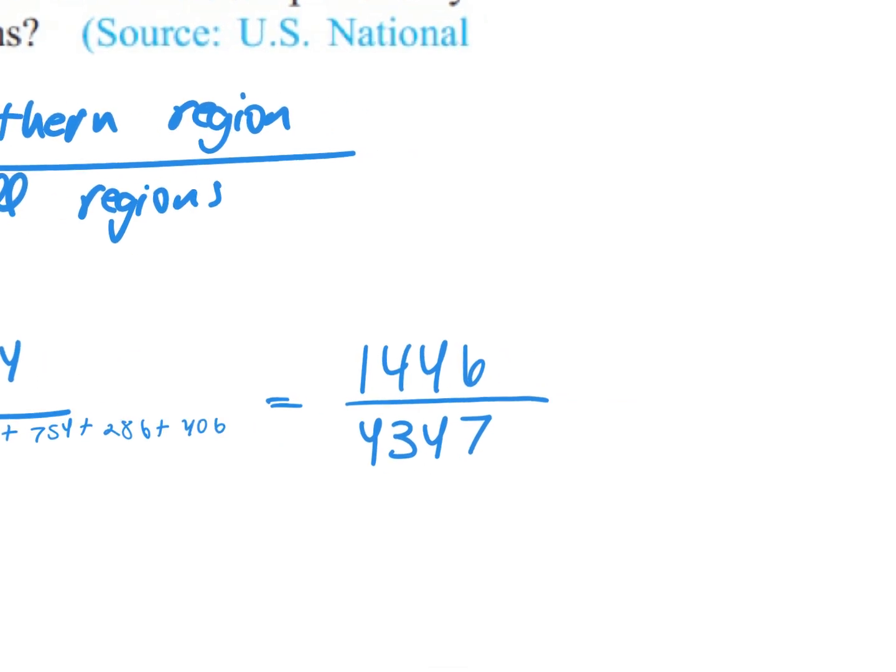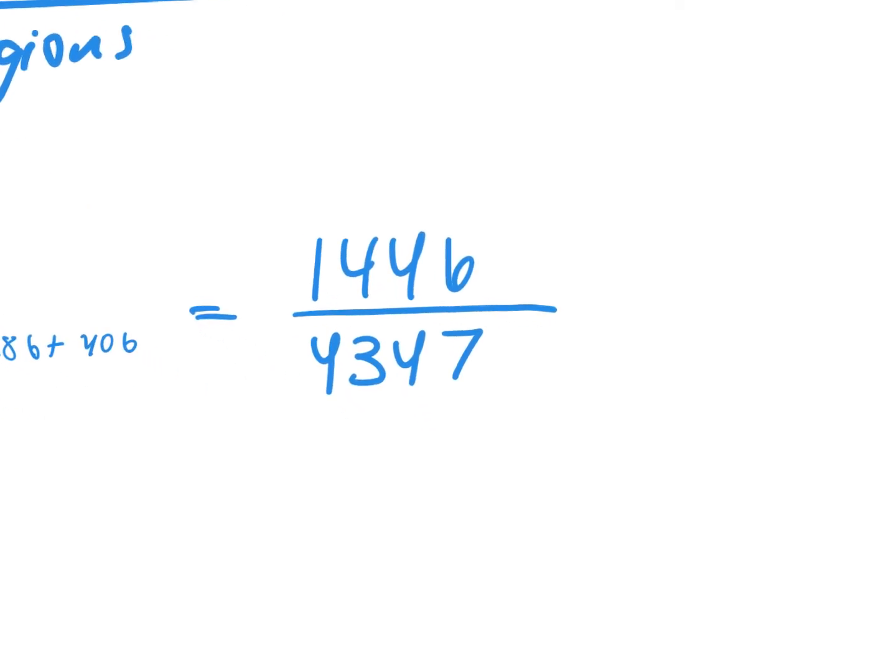Now, when you get here, guys, you have to see how they're asking you to answer it. It doesn't specify here. So I would keep 1446 over 4347. Is that simplified? I don't know if it is or not. You'd have to throw it in your calculator just to make sure. All right, well, how would I make that into a decimal? Divide. What do you get?